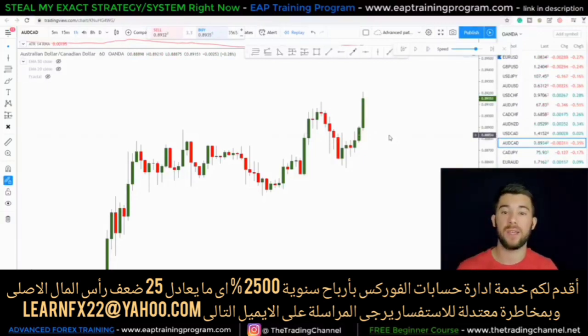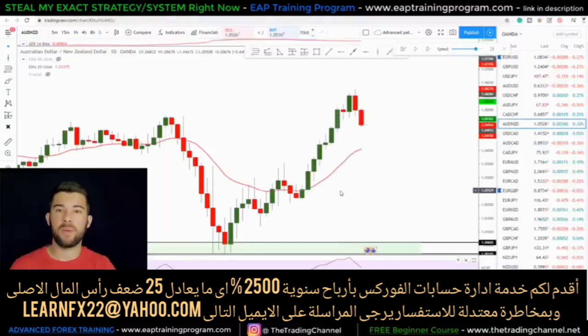Now let's take a look at an example of a counter trend trade using this multi-time frame trend analysis. Let's go ahead and look at that over on the Aussie New Zealand right now. Okay, so here we are on the daily chart of the Aussie New Zealand, and I want you to tell me, are we in the correct condition to look for buying trades on a 1 hour chart?